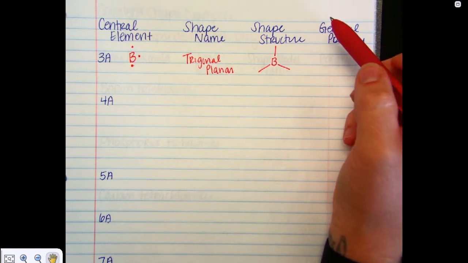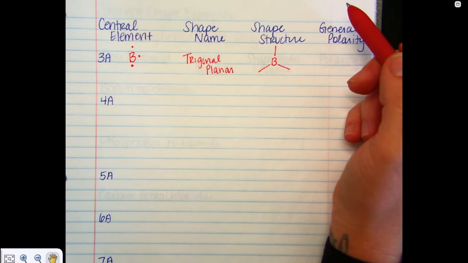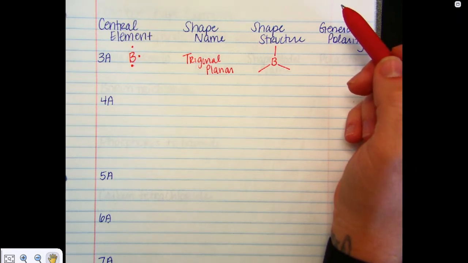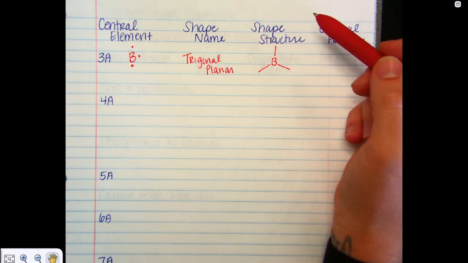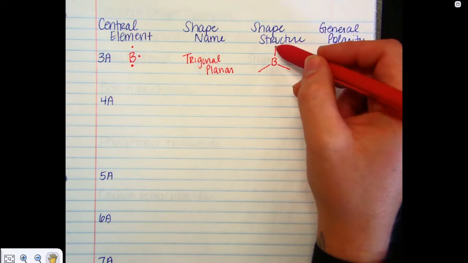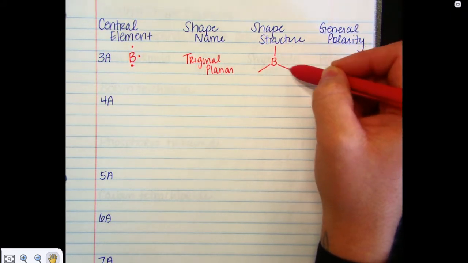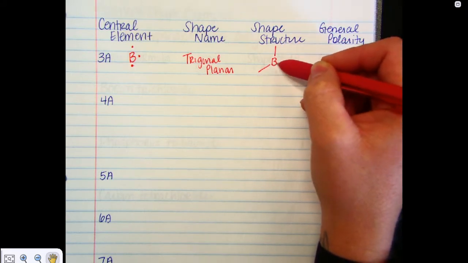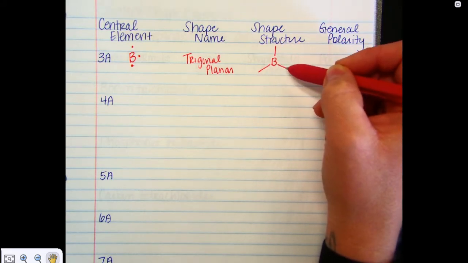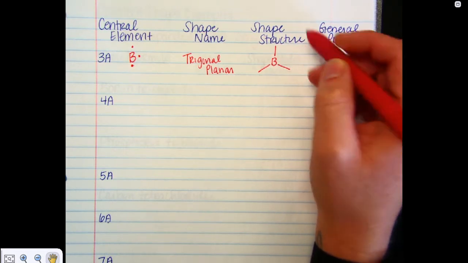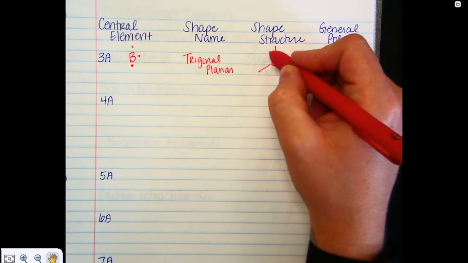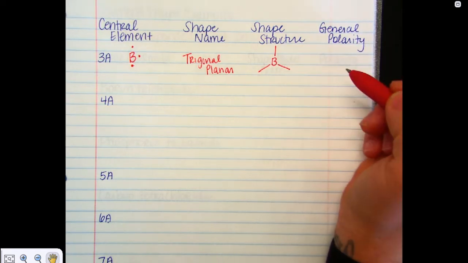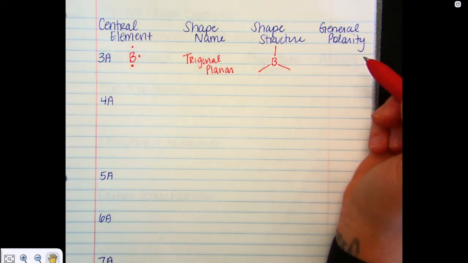Well, the bonds are made up of electrons. What do we know about electrons? They're negatively charged. And 2 things that are negatively charged are going to repel. So the bonds arrange themselves in such a way that those electrons can be as far away from each other as possible, yet still being bonded to that central element. So we're equidistant on all of these from each other, and they're still bonded.